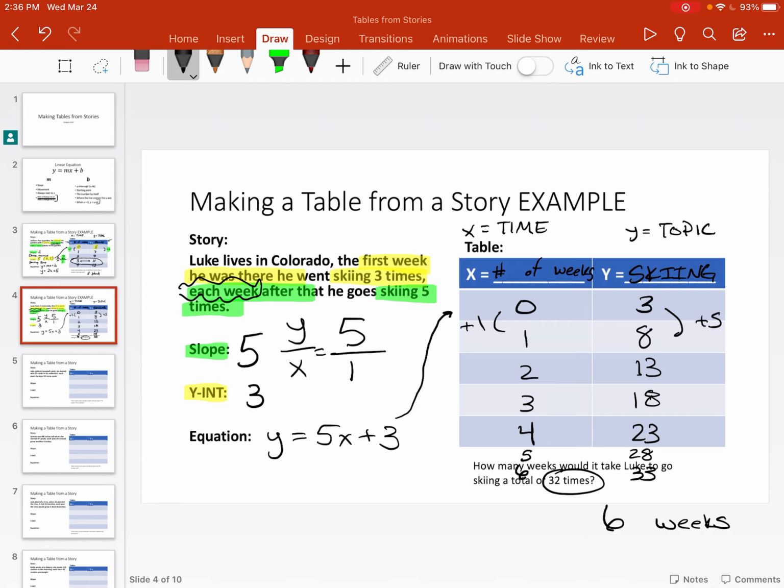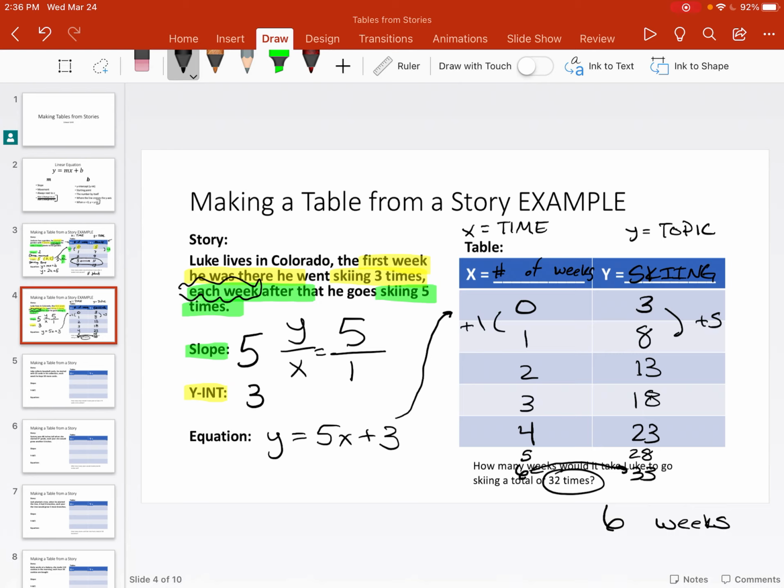So again, sometimes you might have to add to your table to get to your answer. Again, you can plug this into an equation, but we can use our table to pair up, okay, after 6 weeks, he would have skied at least 32 times. So those are your 2 examples. You can rewatch these examples, go through them.